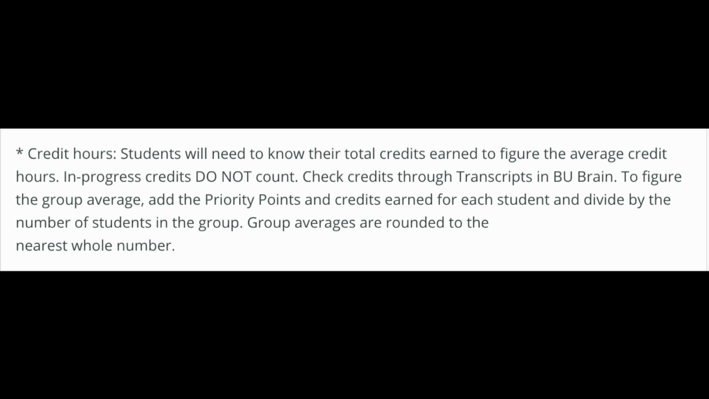And the last thing is your group's average credits. In some priorities, the number of credit hours your group has on average determines which time block you'll sign up in. To find your group's average credits, simply add up all of your group's earned academic credits and priority points, and then divide by the number of people in your group. This will give you your sign-up time for priorities with credit hour blocks.